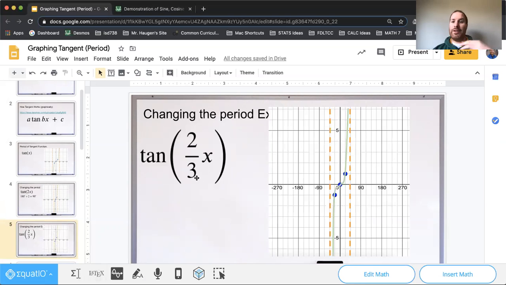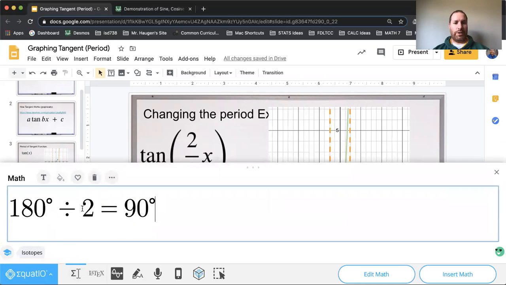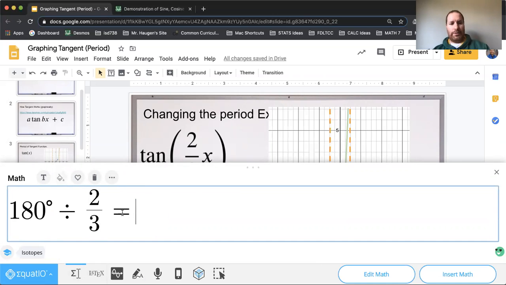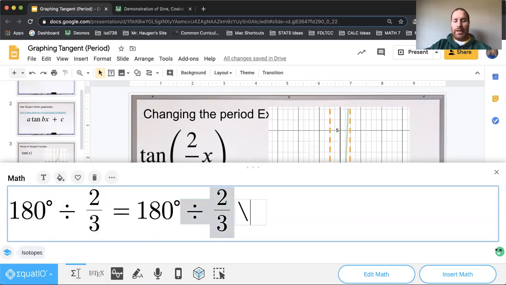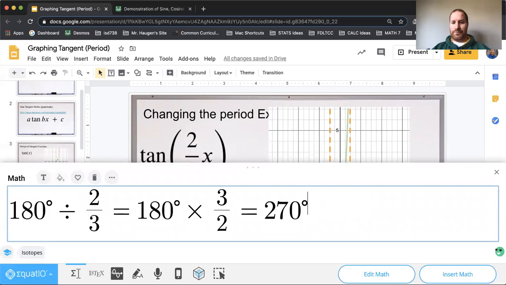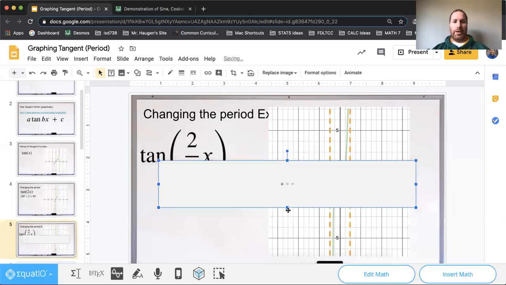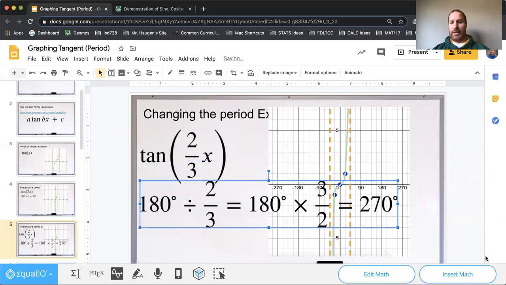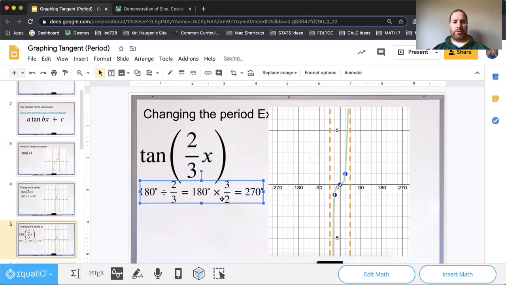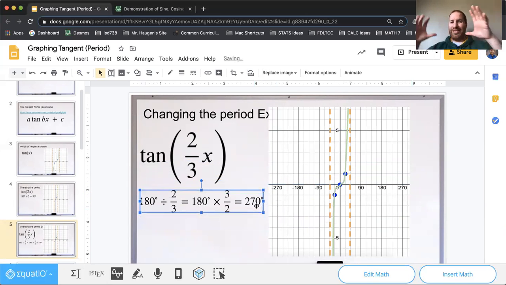So here, B value is 2/3. So in this case, what I should do is take 180 divided by 2/3, which is not equal to 90, right? Now we know that for sure. But again, when we take 180 divided by 2/3, that's the same thing as times 3/2, right? We multiply by the reciprocal. So in this case, we should have 270 degrees in here. And so that one I have to make sure I do my math right on there. We're dividing by that number, multiply by its reciprocal, right? So now we've got to have 270.